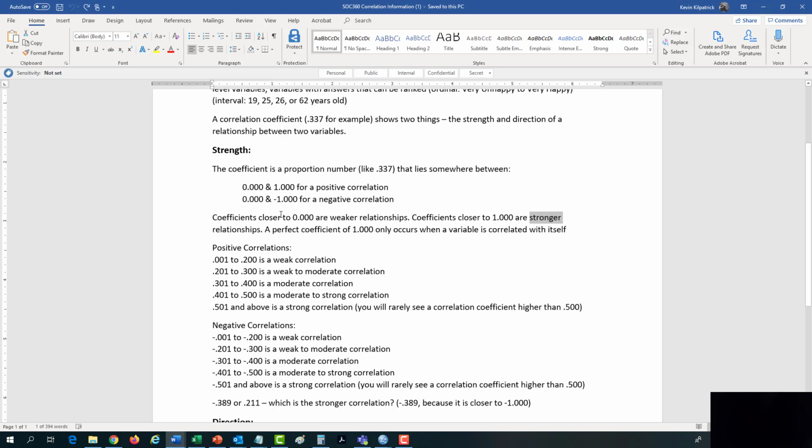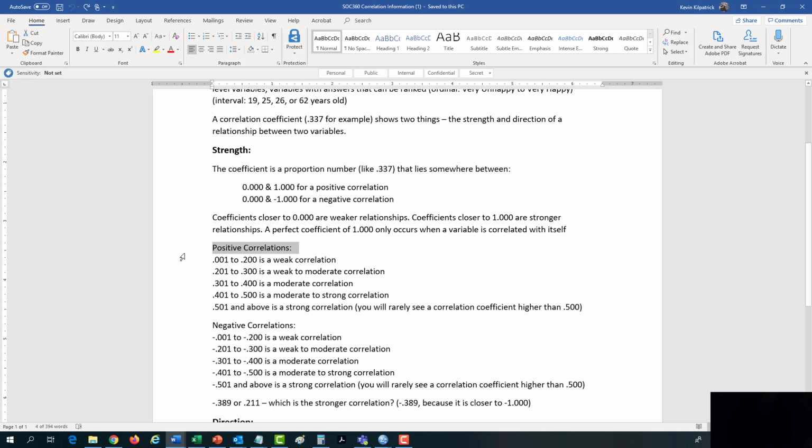A perfect correlation of 1.000 only occurs when a variable is correlated with itself. And you're going to see that with every correlation test that you run. And I'll show you that in a little bit.